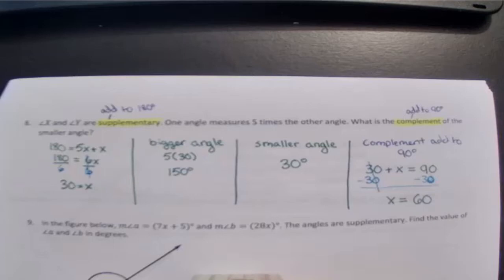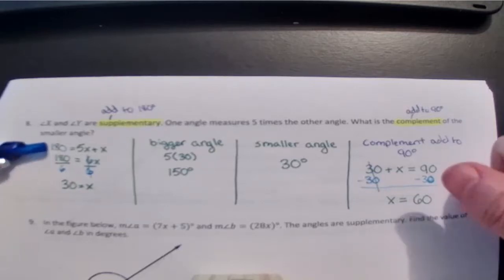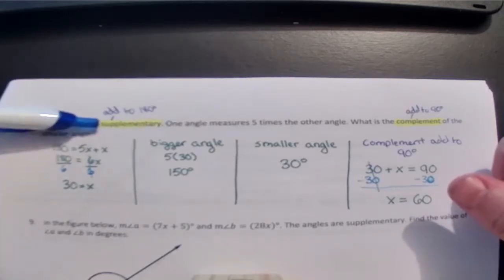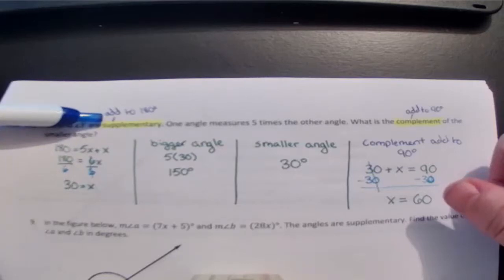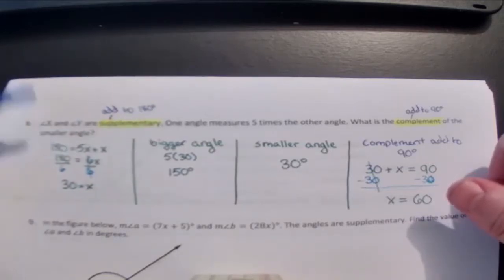Now, complement is one of our vocab words as well, short for complementary. That means it adds up to 90. So we're going to have to find the smaller angle and figure out what its complement would be so it would equal 90 degrees. First things first, I set up an equation. The reason I set it up like this, earlier we said that X and Y are supplementary, so the two angles have to add up to 180. So I know it's going to equal 180.